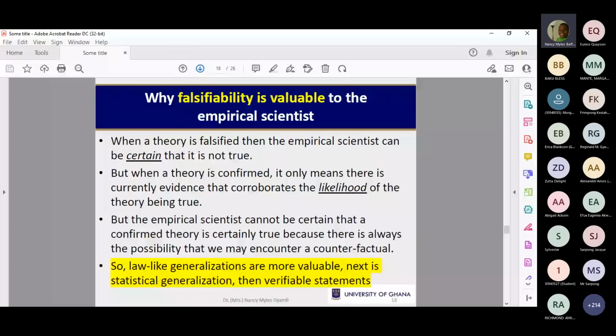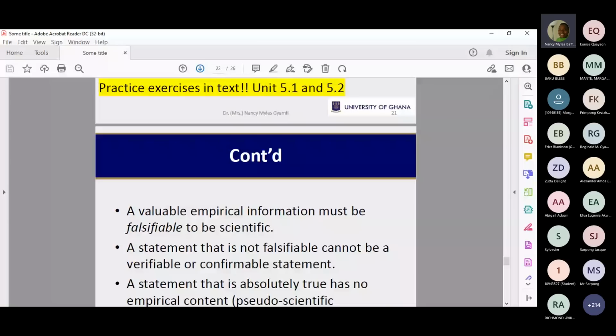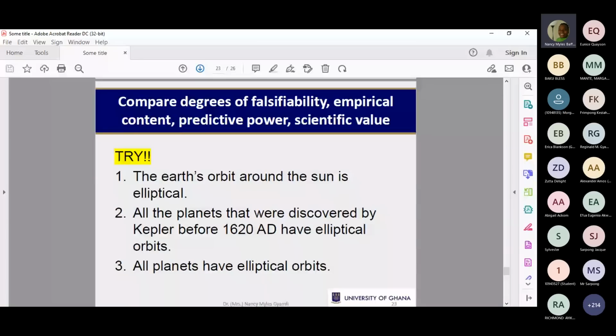Let's practice that. So I'm going to look for some examples, then we'll come. Now, Reginald, we are in your territory.